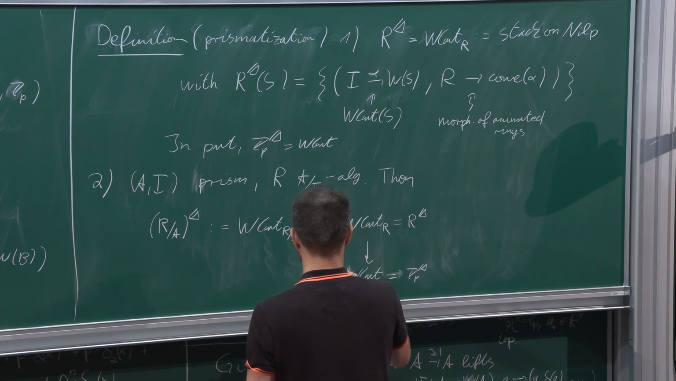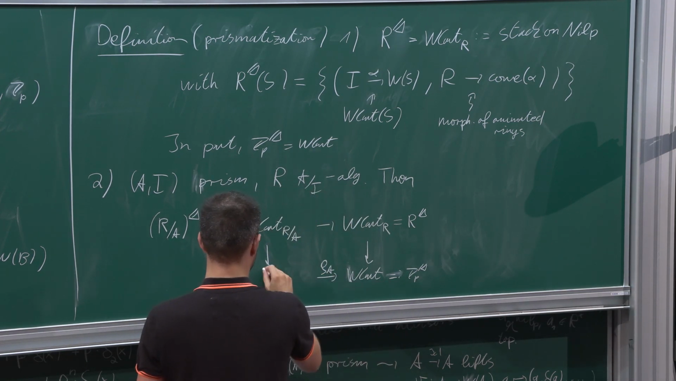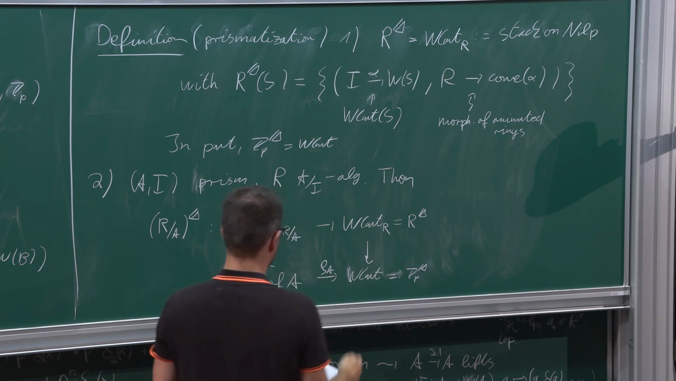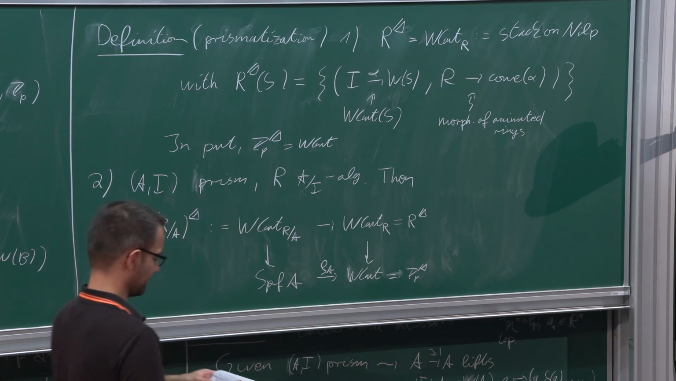And here we take this canonical morphism rho_A from the spf of A to the Cartier-Witt stack.